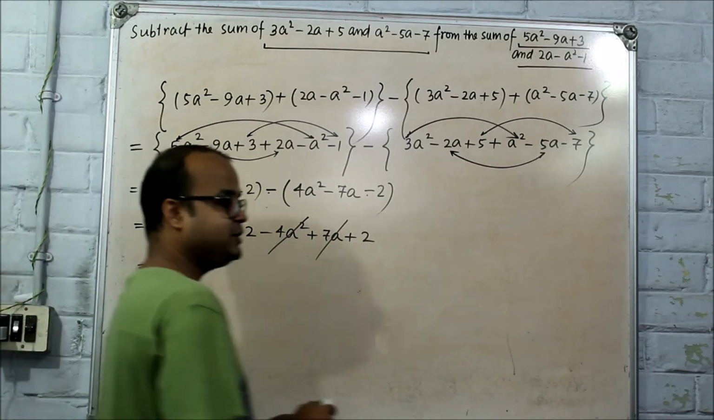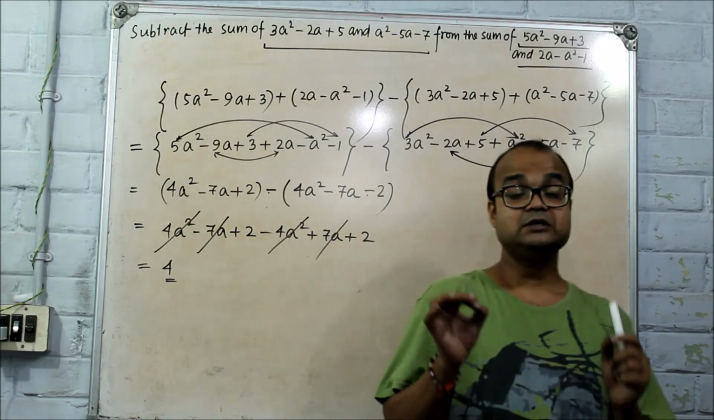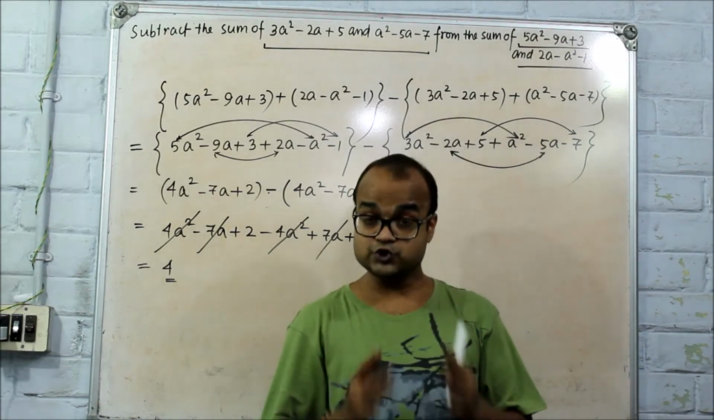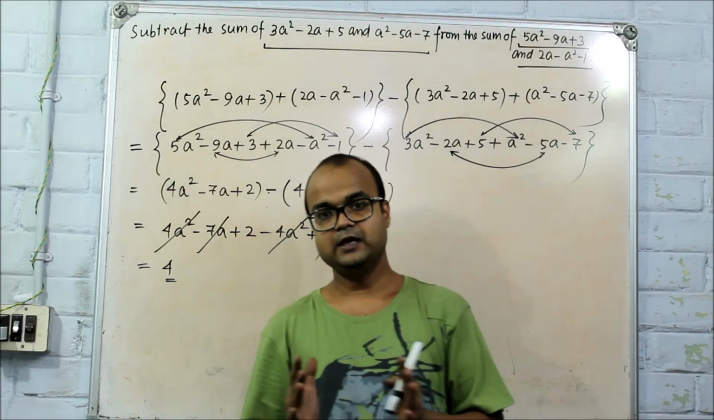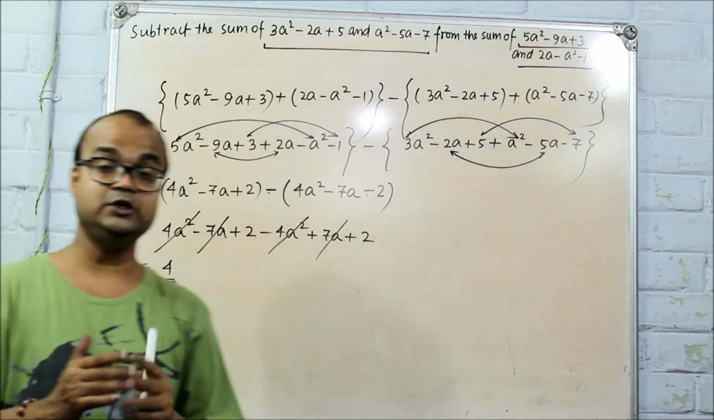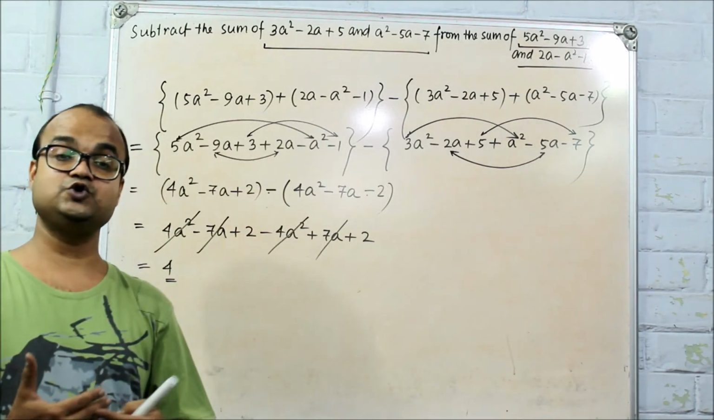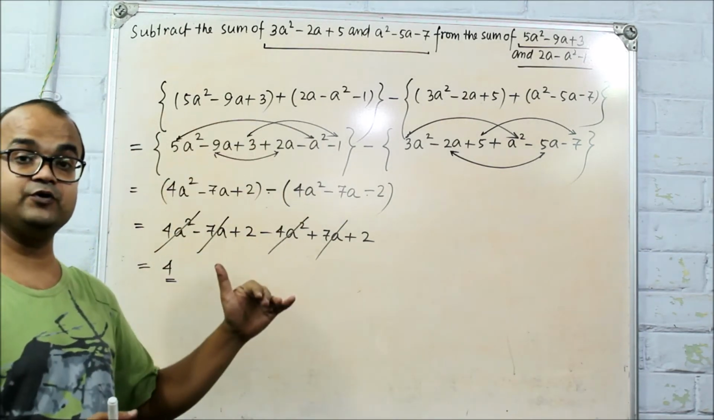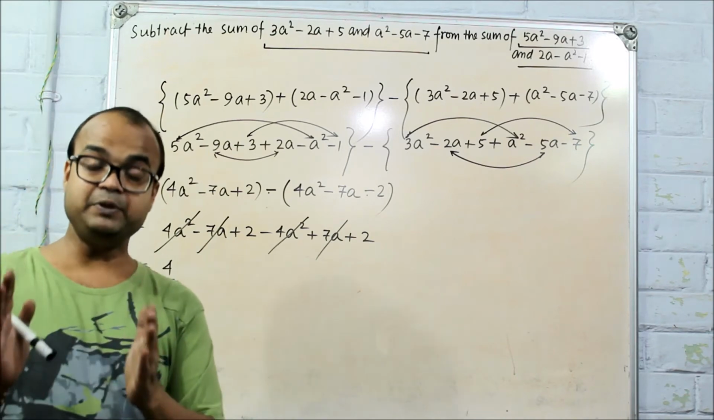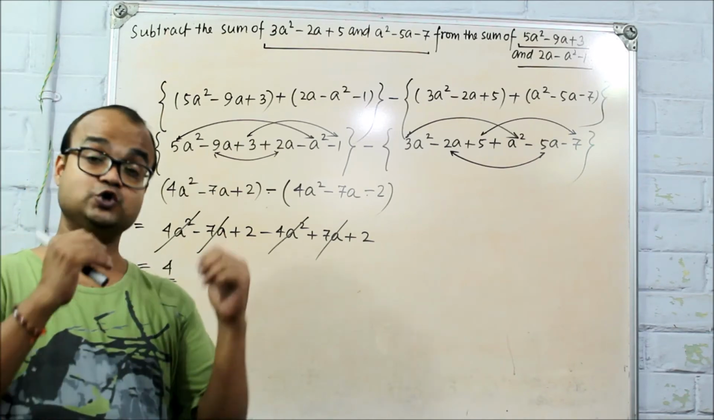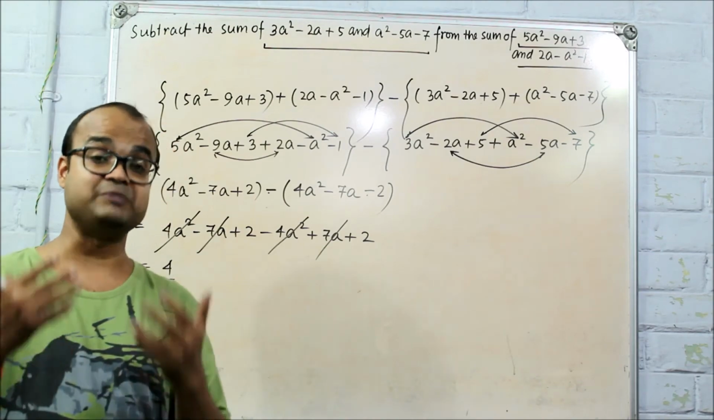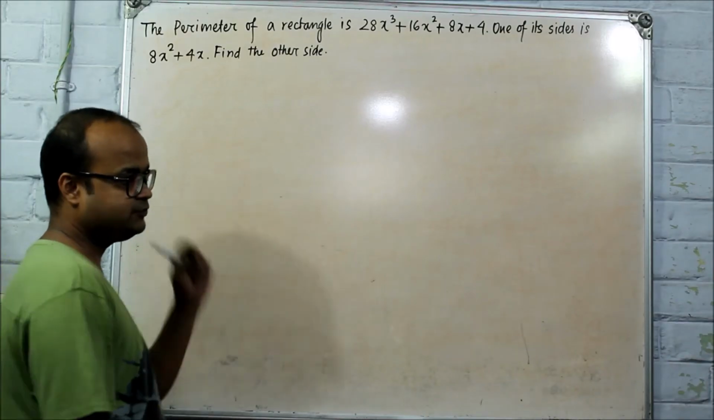So again I am repeating the basic thing. Read the question very carefully. Once you understand the question, write it in the mathematical form. Simplify part by part so that you can avoid mistakes. Let us begin with this problem.